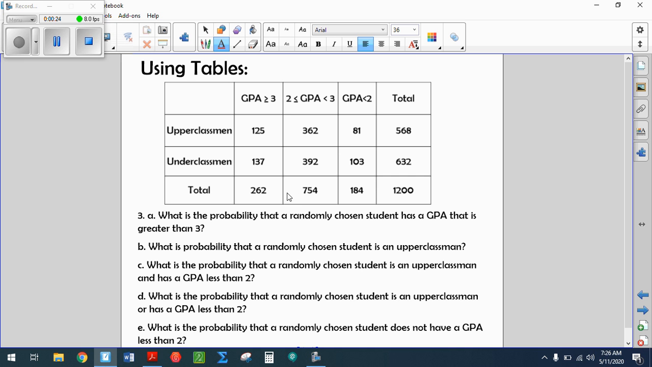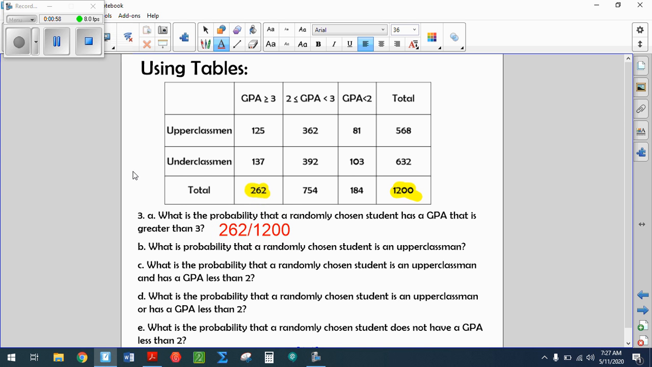So the first question, 3A: what is the probability that a randomly chosen student has a GPA that is greater than 3? So a randomly chosen student has a GPA greater than 3. Find that on the table. It's 262 out of the total 1200. I'm not going to simplify these fractions right now. I'm just going to put them as they are on the table.